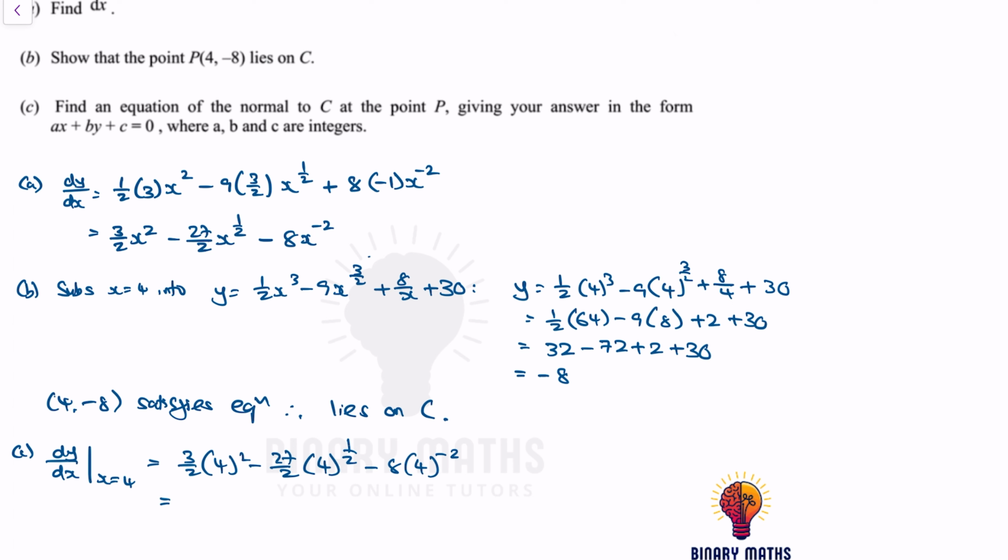16 divided by 2 is 8. 8 times 3 is 24. First term gives you 24. Second term, because square root of 4 is 2, the 2s cancel out, so you're left with 27. 8 over 4 squared is 8 over 16, which is minus a half. Okay, so if I simplify that, 24 minus 27 is minus 3. Minus 3 take away a half is minus 3.5, which is equal to minus 7 over 2. So this is the gradient of the tangent.